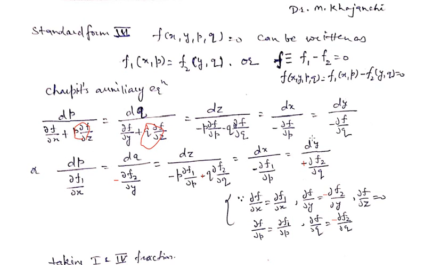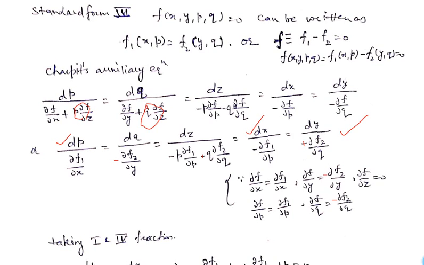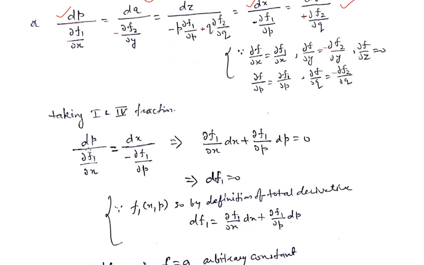Putting these values in this equation, we get this form of the Charpit auxiliary equation. Now from here we want to get a relation between p and q, or at least one of p and q. So we use the first fraction and the fourth fraction. Using these two fractions, we get a relation like dp upon del f1 upon del x, which is the first fraction, and the fourth one is dx upon minus del f1 upon del p.